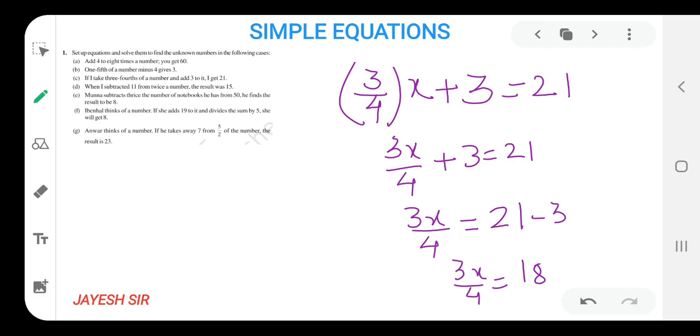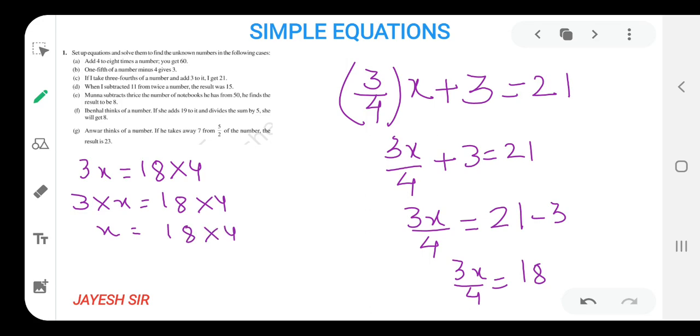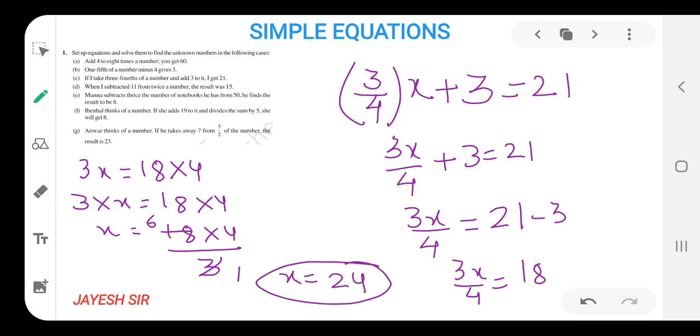Now what can we do? In 3x over 4, the 4 is in division. After going that side it will come in multiplication. Now we should not multiply over here, because that can be cancelled. Here 3 is in multiplication with x, and 18 by 4 as it is. Why am I not multiplying? Because 3 would be in division, so that could cancel and make my work easier. So 3 is in multiplication over here. After going this side it will come in division, so I can cancel now. 3 ones are 3, 3 sixes are 18. Then x equals 6 into 4, which is 24. So the value of the variable I am obtaining over here is 24.